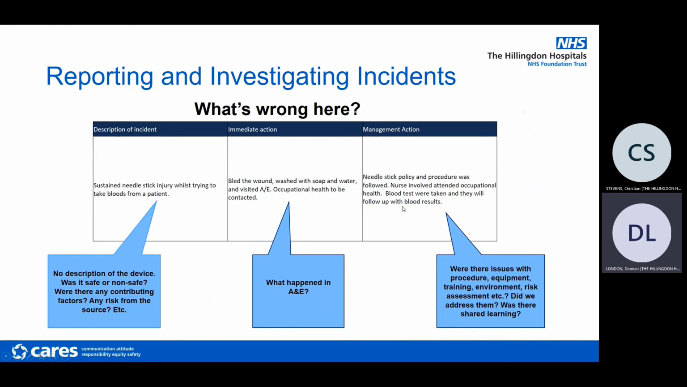But what it doesn't tell us here is what were the root causes of the incident. So what could we have done to prevent it? Were there any issues with procedures, equipment, training, environment, or was the risk assessment inadequate, and did we address these issues? All of that should be recorded here. And was there any shared learning for the individual and across the department or even the wider trust?